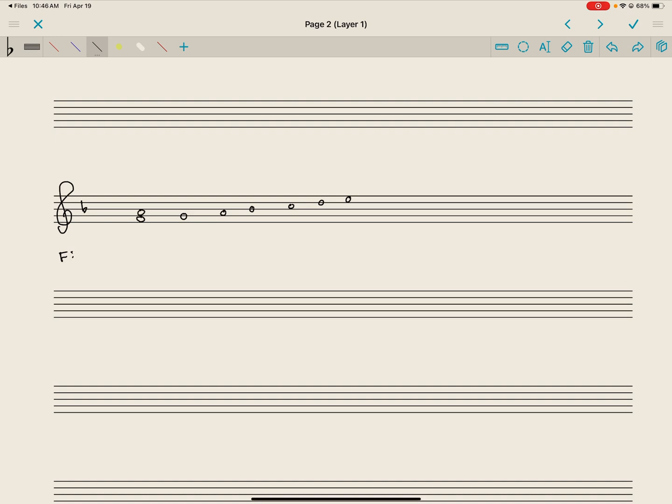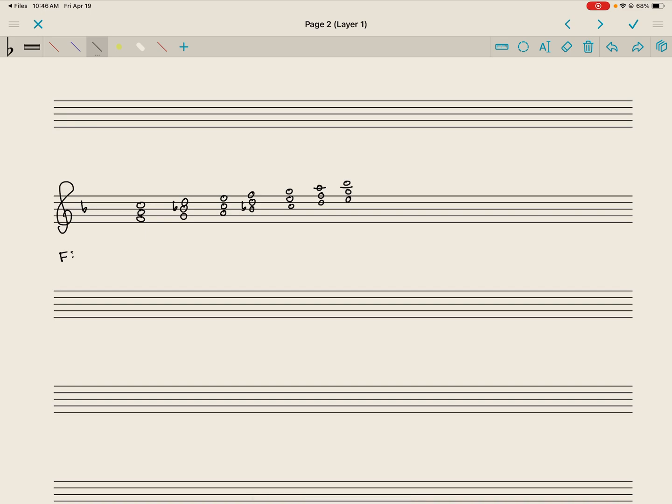So we have an F, A, and C, a G, B flat, and D, an A, C, and E, a B flat, D, and F. I'm going to write in the B flat so that we can see it. C, E, and G, D, F, and A, and then E, G, and B, right? So this is what I can see.